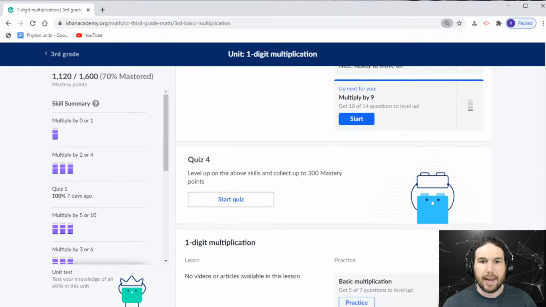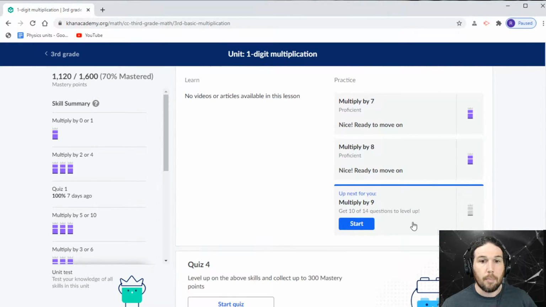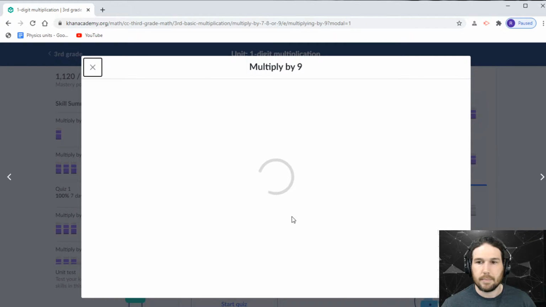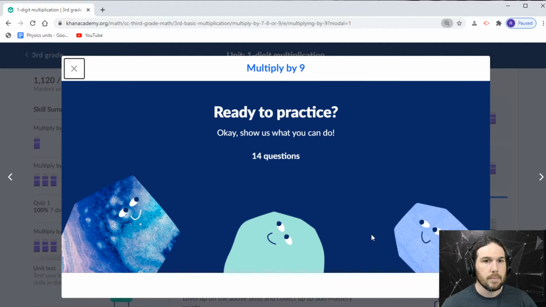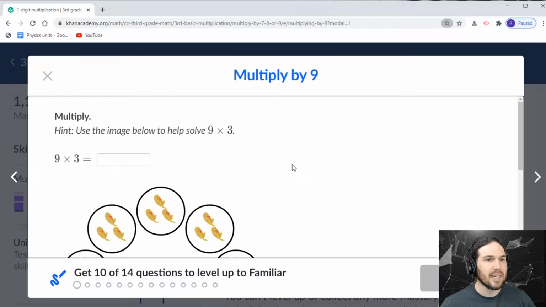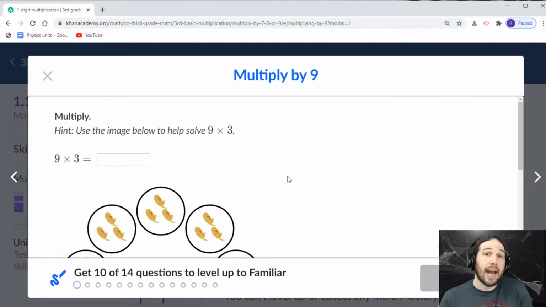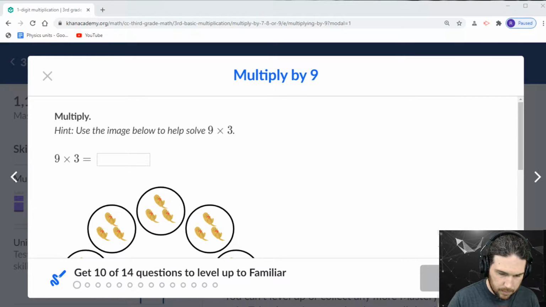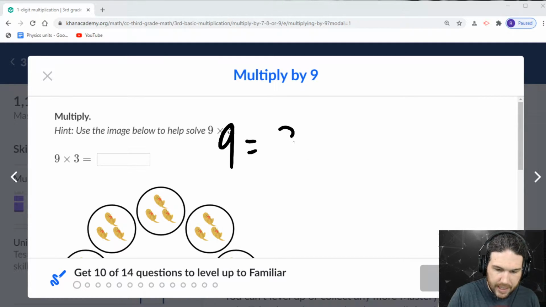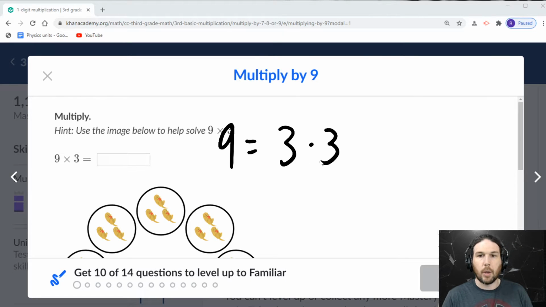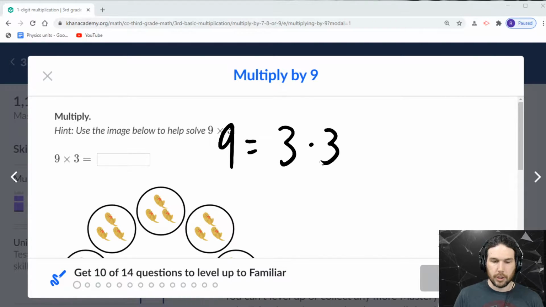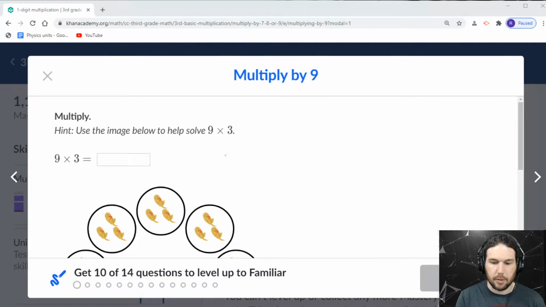Okay, so that's multiplying by 8. Multiply by 9. Again, 14 questions. 9, as I said before, if you want to look at it this way, 9 is 3 times 3. So again, to multiply by 9, if you can triple something twice, you've multiplied by 9. So 3 times 3 is 9, times 3 is 27, is how I would do this problem.